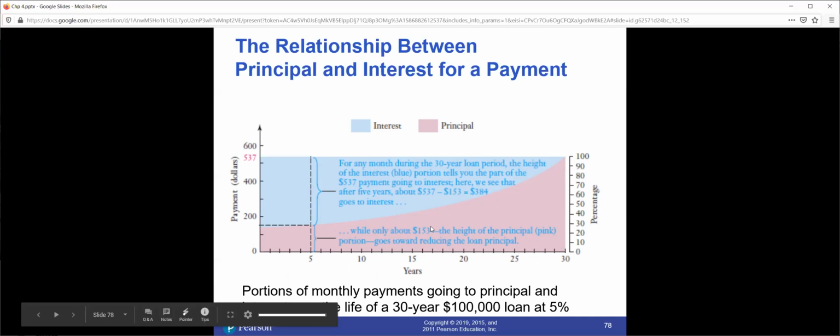For any month during a 30-year loan period, the height of the interest, or blue portion, tells you how much of your $537 goes to interest. So at the 5-year mark, we notice that of our $537, only $153 is going to the principal, meaning we're still doing well over half, about 2/3 of the mortgage payment, just paying off the interest for the privilege of owing the bank money. How kind of them. And we also notice it stays flat a lot longer than it stays narrow. Interesting.